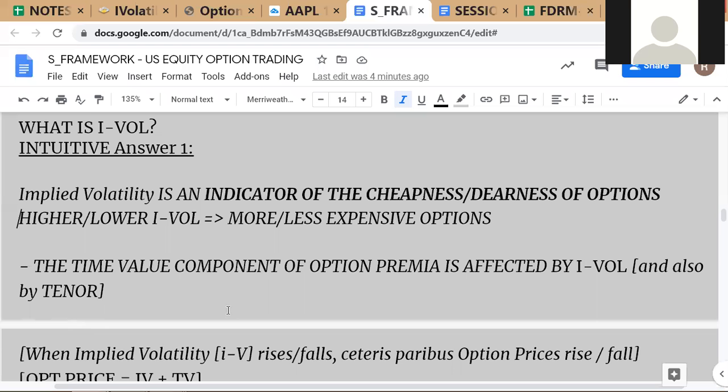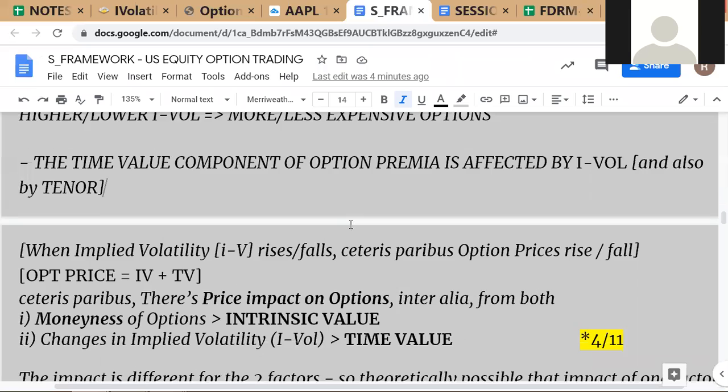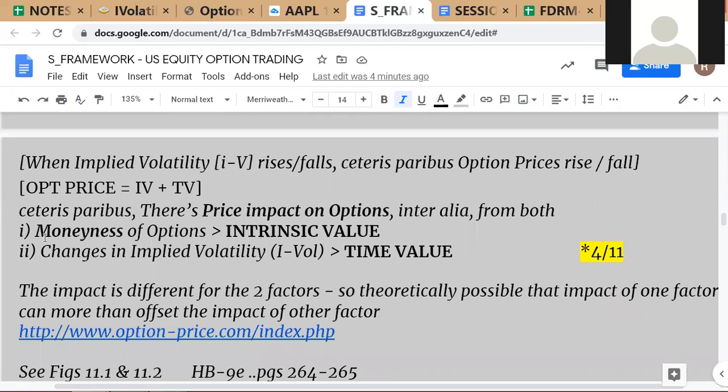And so this is the first understanding of I-Vol, and we already had a discussion that the price of the option is affected by the intrinsic value and the time value. All right. And the time value, we had the discussion in the previous class. So you can refer to the previous class video as to what is affecting the intrinsic value of options and what is affecting the time value of options.